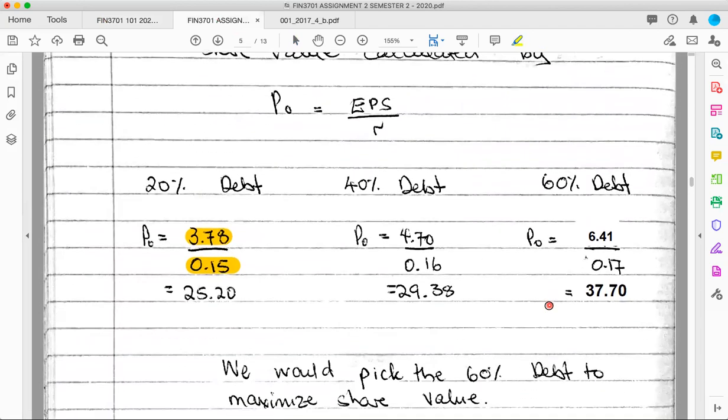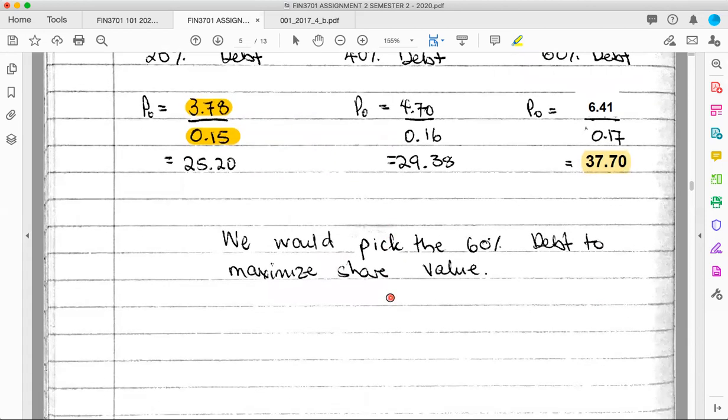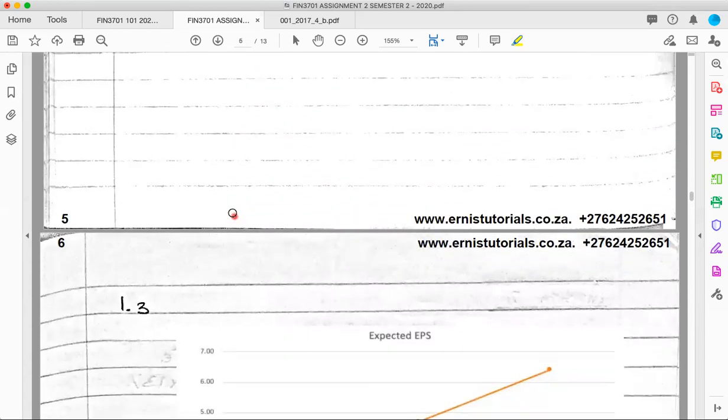So if we want to maximize share value, we pick the capital structure that gives us the highest price. And clearly here we can see that the 60% debt ratio gives us the highest price again. So we would pick the 60% debt ratio capital structure one more time to maximize share value.